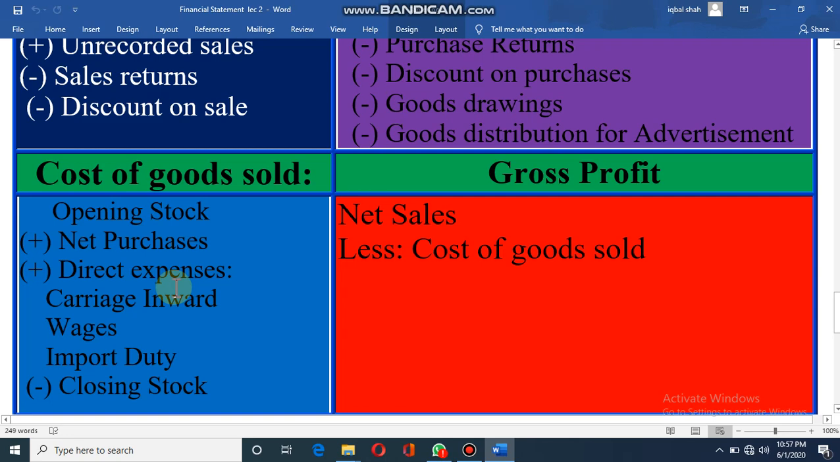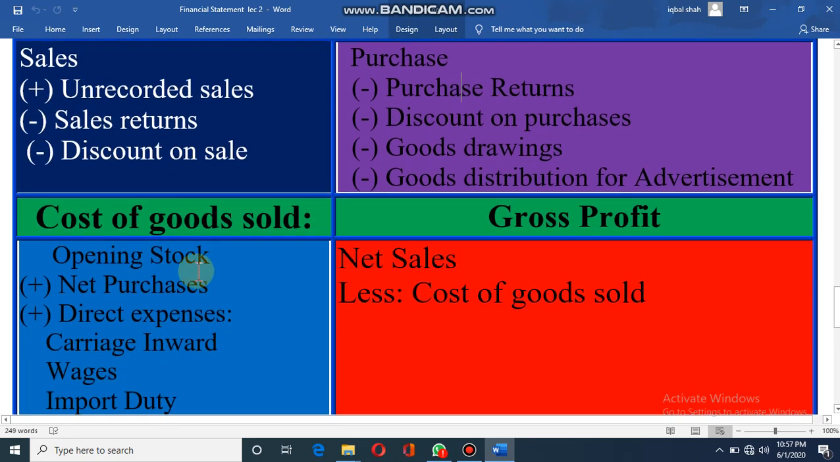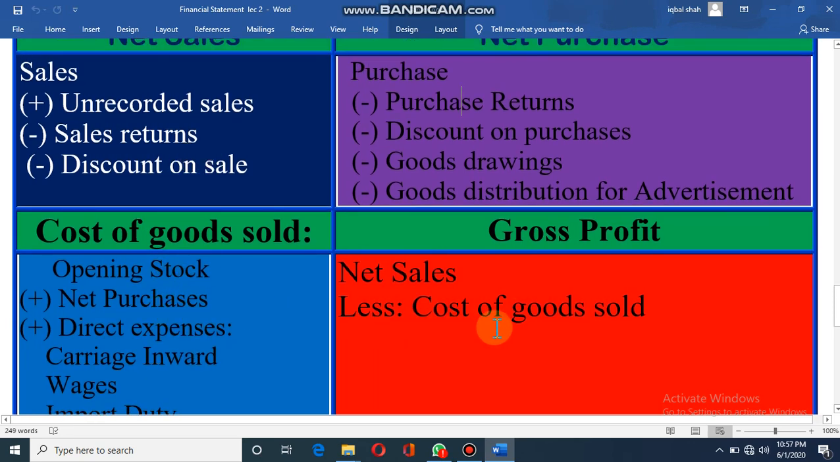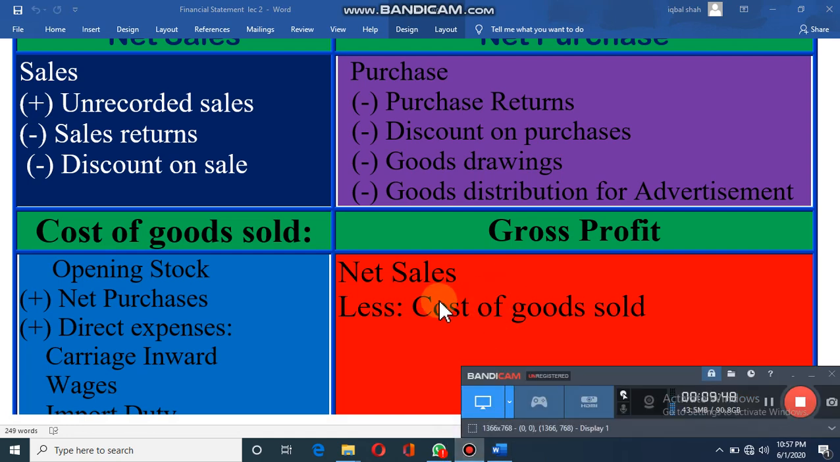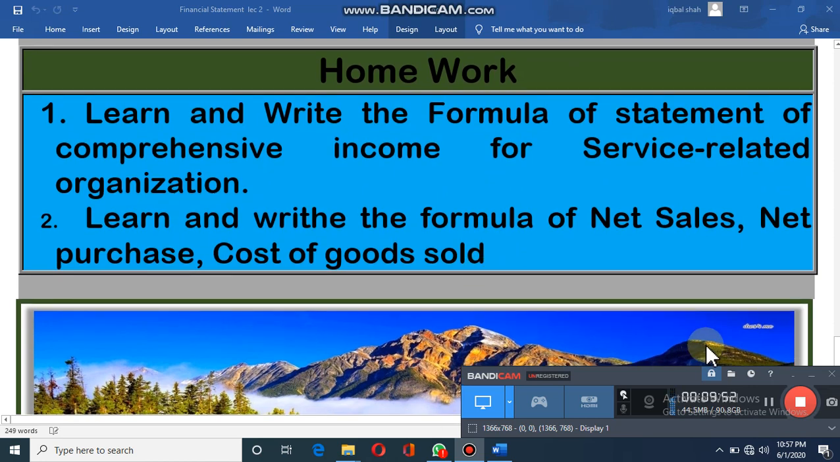And lastly, gross profit. Net sales we will find out from here, and cost of goods sold we will find out from here. So net sales minus cost of goods sold equals to gross profit. Now dear student, homework. Dear student, your homework is learn and write the formula of a statement and learn and write.